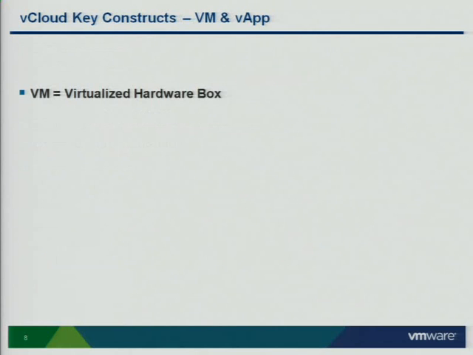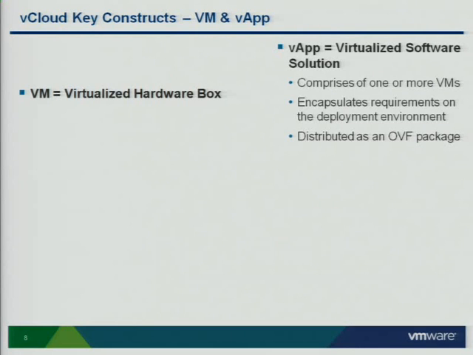Now I'll talk about the key constructs in the vCloud, and I'll start with the VM, which is basically a virtual hardware box. This is a virtualized server. But for modern applications, a VM is not enough to describe the complexity. Usually, modern applications consist of more than one VM. And that's why we have another concept, which is the VApp. A VApp is a set of one or more VMs that are encapsulated, and for which we have defined deployment environments. A VApp is usually distributed and described with OVF.